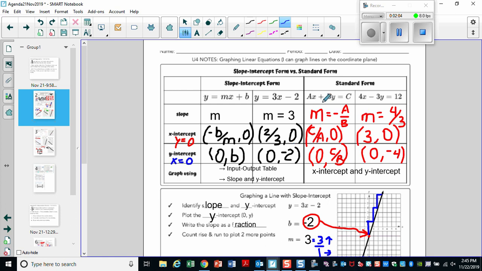Now, for your standard form, the intercepts you could actually find without any problems. The slope will be a little tougher, but even if you follow the rules of your slope, so for instance, the slope, if you see standard form, it's the opposite or the negative of a over b.